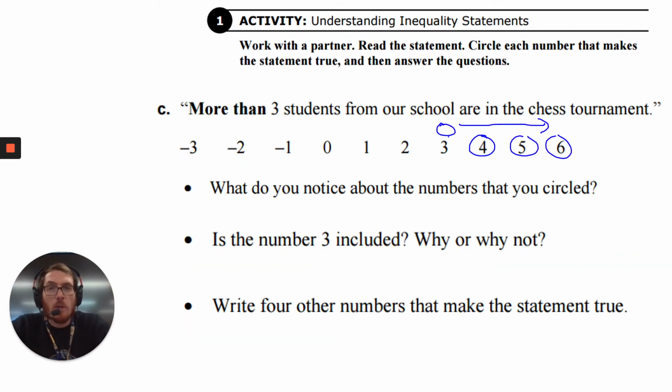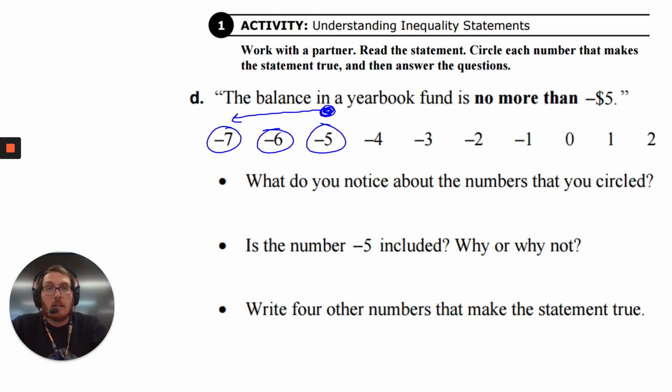The next one says more than 3. That should be similar to the last slide, except that it's more than instead of less than. So that would include all numbers that are greater than or more than 3, like 4, 5, and 6. But the number 3 is not included, which would represent an open circle there and everything larger than that. So anytime you're looking at more than or less than, that does not include the given number that you're looking at.